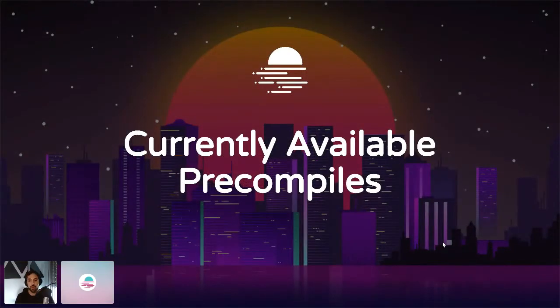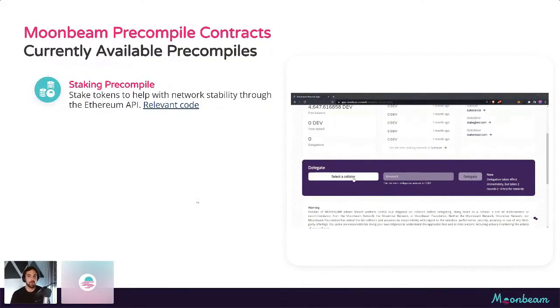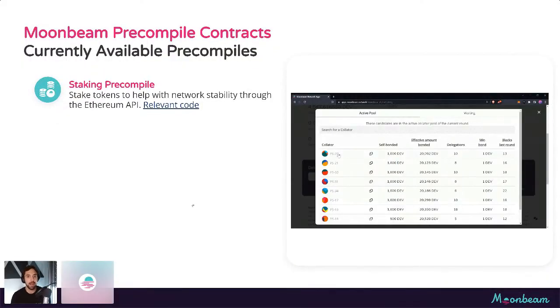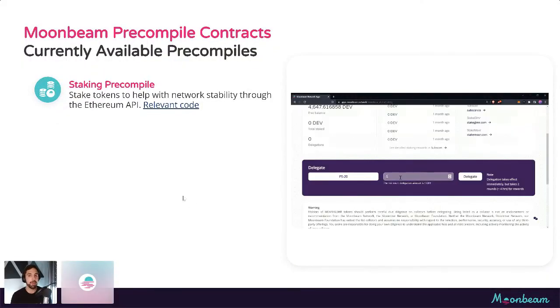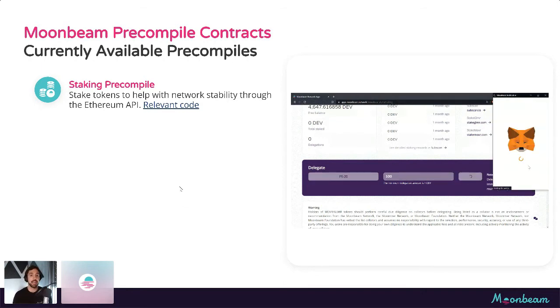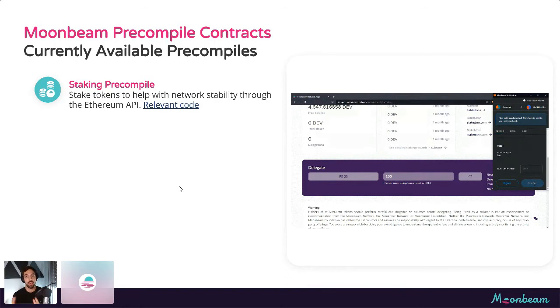Cool. So currently available precompiles, all right? So there are a bunch of them, and actually you might be using them without even knowing if you're, for example, staking on the Moonbeam dApp. So the first one that I want to bring is the staking precompile. So the idea is that it's a precompile interface, a Solidity interface, that helps stake tokens through the Ethereum API.